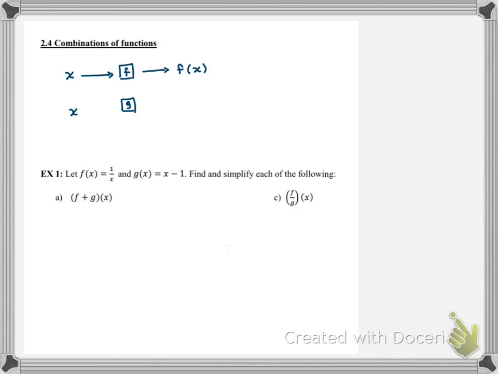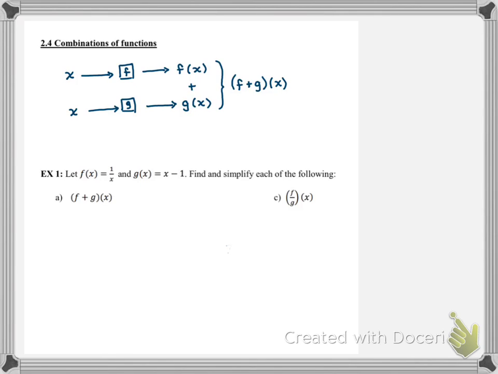And if I take the same input and put it into the function G, we get the output G of X. So if after evaluating, I perform an operation, we'll just say addition, on the outputs of the two functions, I get the output of a new function called F plus G. So F plus G is the new function that's obtained by just adding the outputs of F and G. The important thing is that the input has to be the same for both.